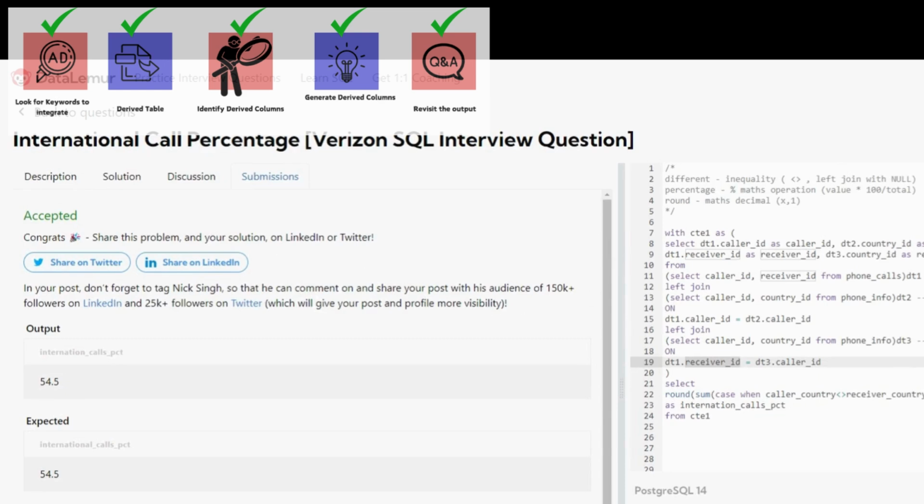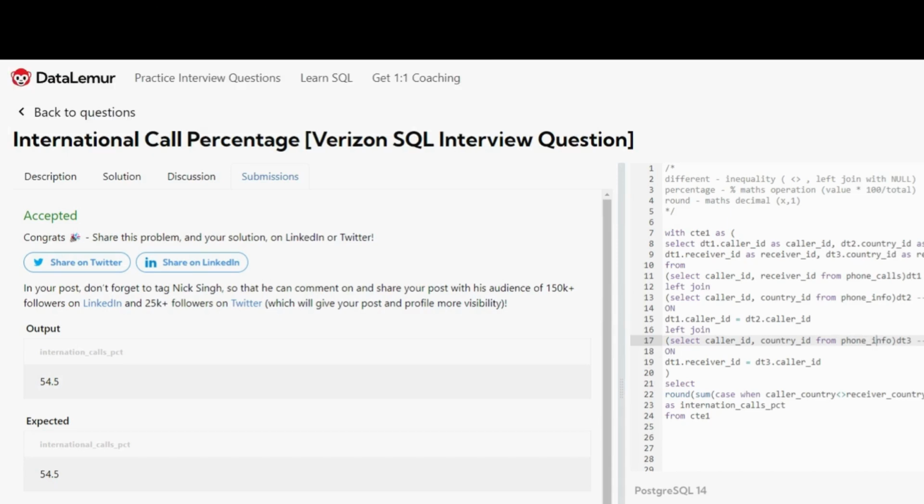So you see here, I revisited the output also, because initially, if you remember, there were 3 columns in the output: total calls, international calls, and the percentage. And then I revisited the output. They only wanted the percentage in the output, so I removed those 2 columns. So you have to follow all these steps where you visit the answer again and see whether that is as per the expectations or not.